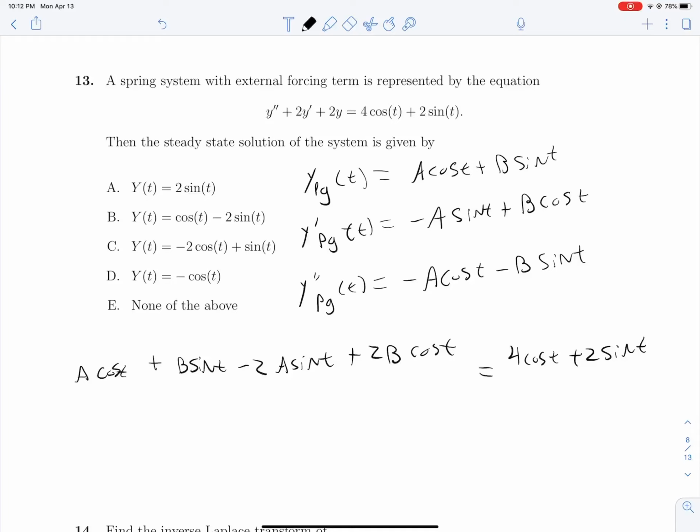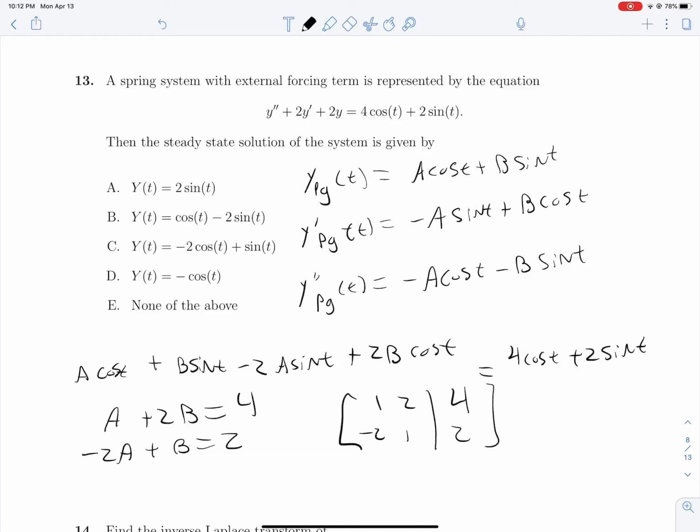So now setting our like terms equal, all of our cosines, that'll be a plus 2b is equal to 4, and then all of our sines, negative 2a plus b is equal to 2. We can make an augmented matrix out of this. 1, 2, 4, negative 2, 1, 2, and solve away. Let's add 2 row 1s to row 2, 5, 10. This will become 1 and 2 after we simplify things down, and we'll subtract 2 row 2s from row 1.